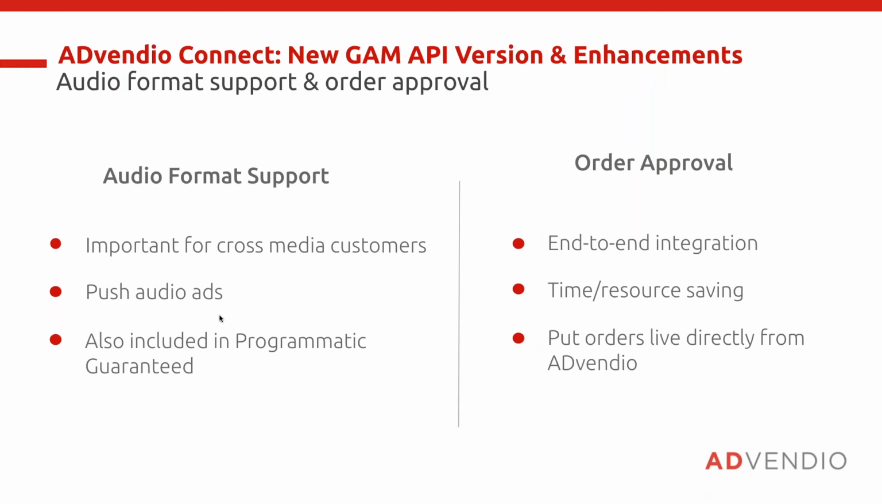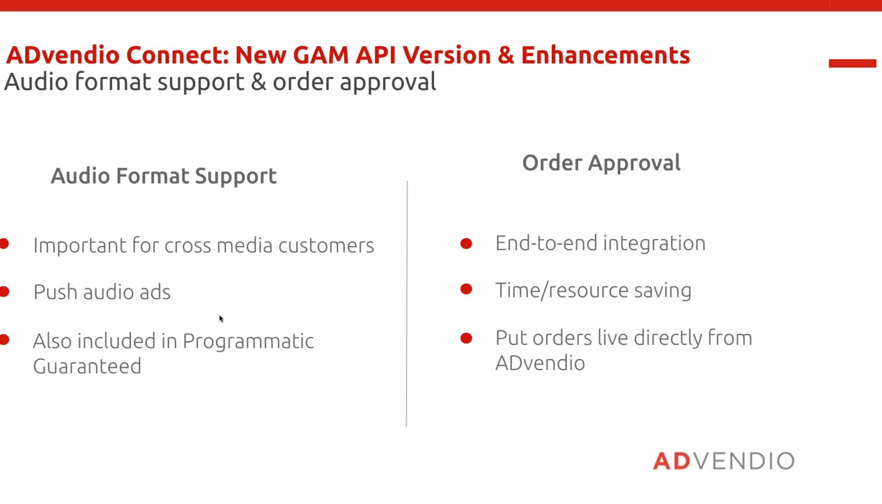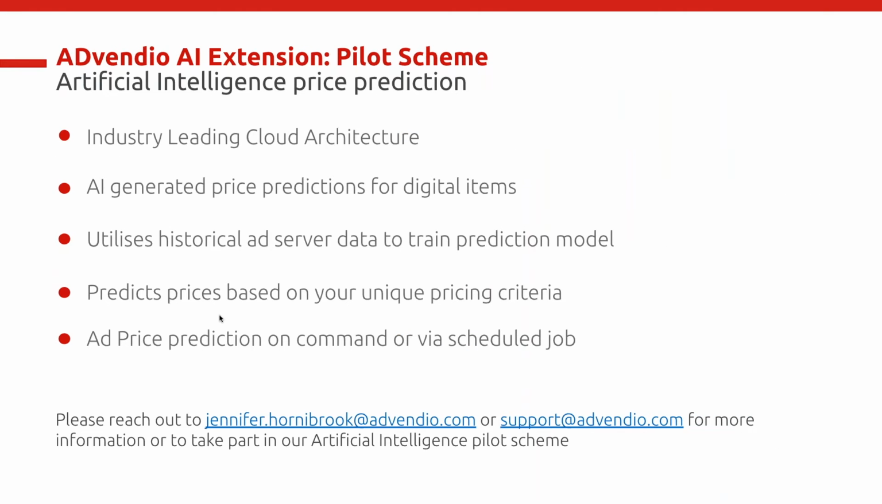The next thing that we have is, my clicking wasn't working here, our ADvendio AI extension. This is a pilot scheme or a prototype, as I've been calling it. We have an artificial intelligence extension which is working on price predictions. At the end of last year, we did reach out to some customers about this. It's an AI-generated price prediction for digital items. It utilizes historical ad server data. We use this to train the model, which is based on industry-leading cloud architecture. And this will then predict prices based on the unique pricing criteria.